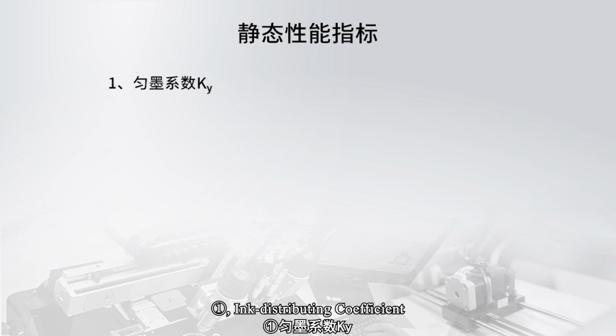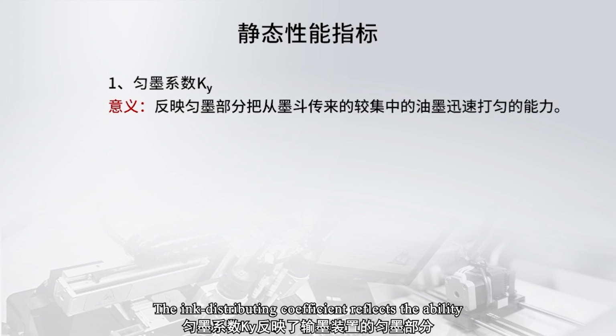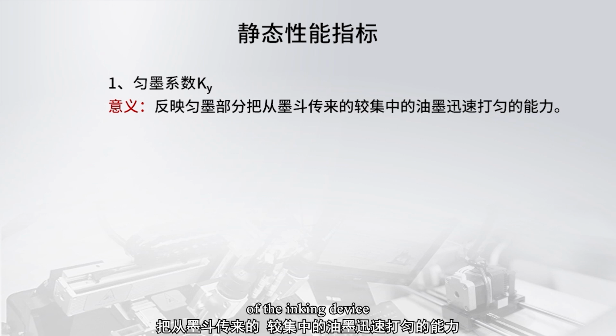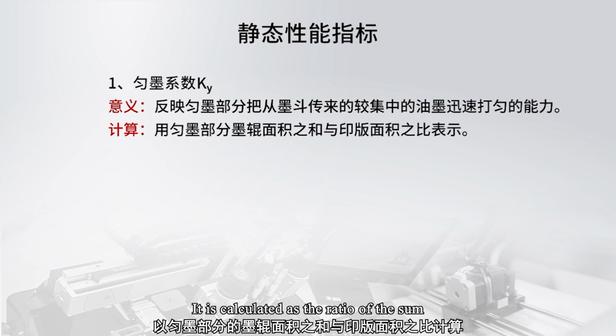1. Ink distributing coefficient. The ink distributing coefficient reflects the ability of the ink distributing part of the inking device to quickly spread the relatively concentrated ink transferred from the ink fountain. It is calculated as the ratio of the sum of the areas of the ink rollers in the ink distributing part to the area of the plate.